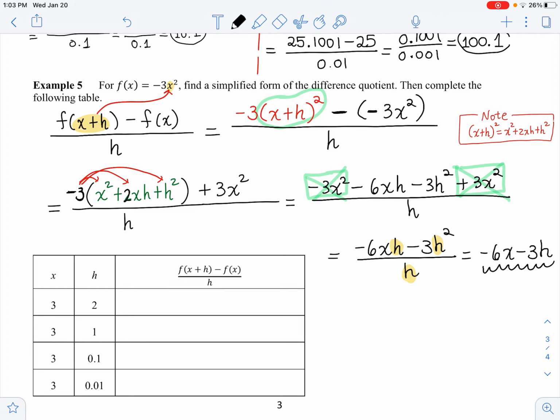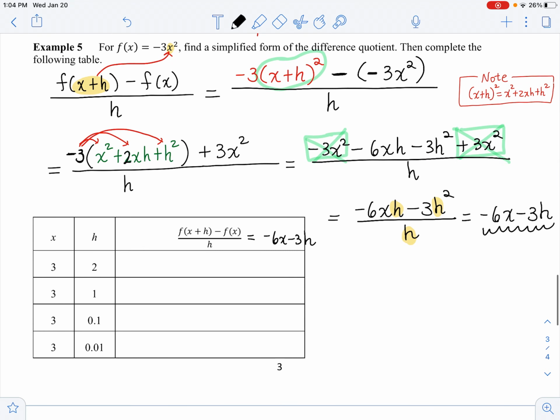Okay. Now they wanted us to use this simplified difference quotient, negative 6x minus 3h, and fill out this table. They're giving us some x and h values. So for the first one, x is 3, h is 2. So if I plug in x of 3 and h of 2, that's going to be, I don't think I want to write the whole thing.